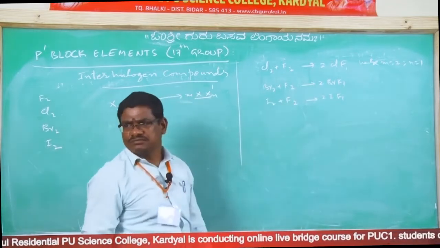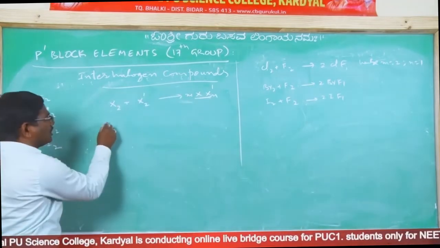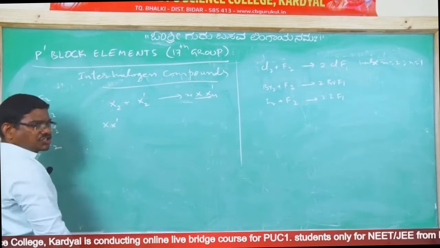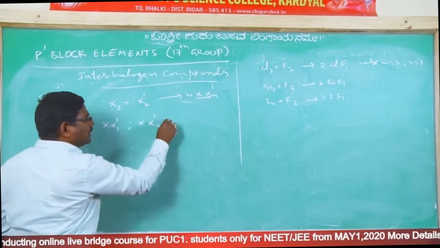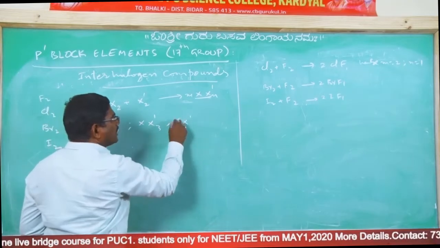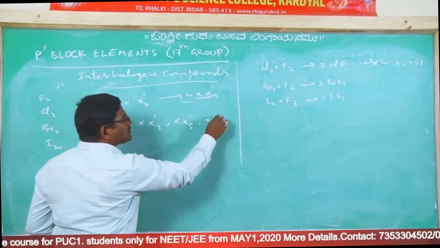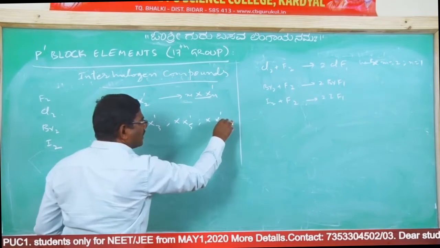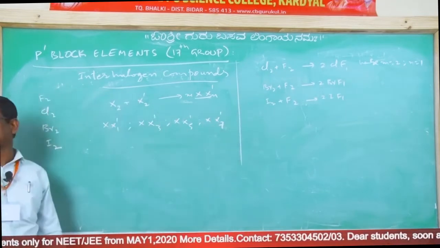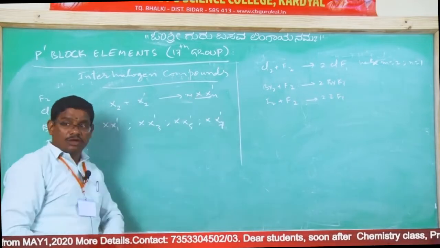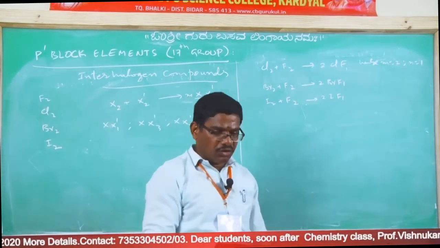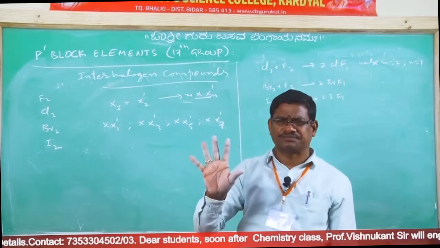Generally, XX' (X dash 1), XX'3, XX'5, XX'7, these four kinds of interhalides are possible. Correct? These four kinds of interhalides are possible. One more important point I will tell you. Observe, just by looking you can imagine.